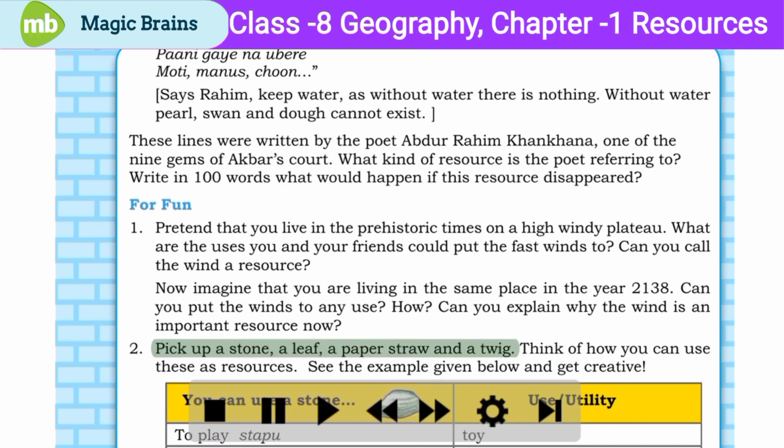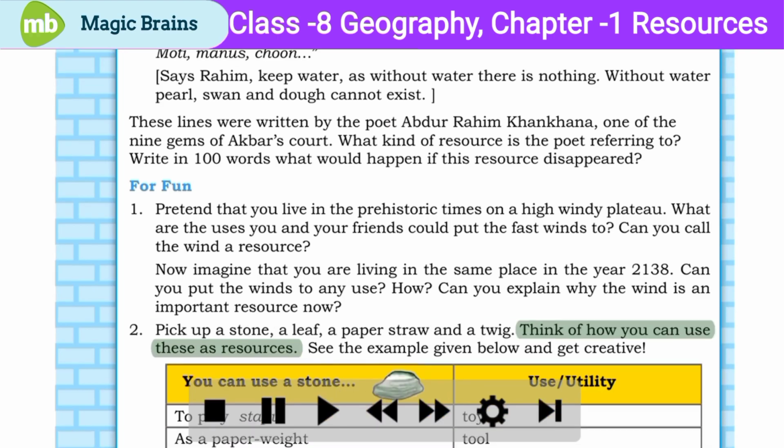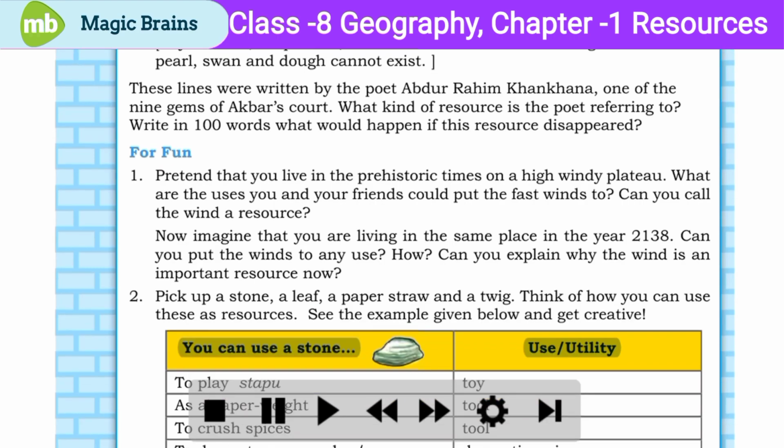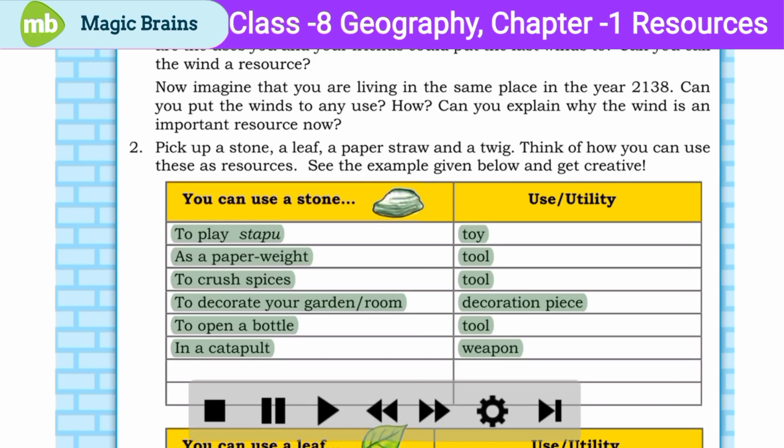Number 2. Pick up a stone, a leaf, a paper straw, and a twig. Think how you can use these as resources. Hear the examples and get creative. In the first table, there are 2 columns. The title of the first column is You Can Use a Stone, and the title of the other column is Use/Utility. In the first column, various options are given for how we can use the stone, and in the second column, their use and utility has been mentioned.